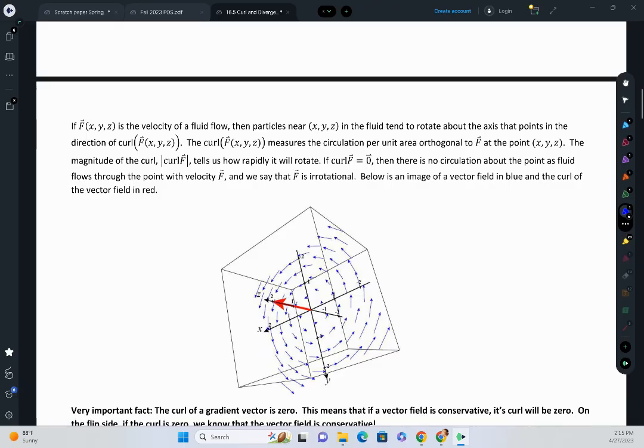A couple of things to point out here: if there's no rotation, then the curl of f is 0. I wrote it here in a different order. I said if the curl is 0, then there's no circulation, right? So we might do a calculation first and make a conclusion, or we could look at a vector field, see that there's no rotation, and conclude that the curl must be 0 or close to 0. If we were to look at the magnitude of the curl, because the curl of f is a vector, the magnitude would just give us one number, and it tells us how rapidly it's rotating.